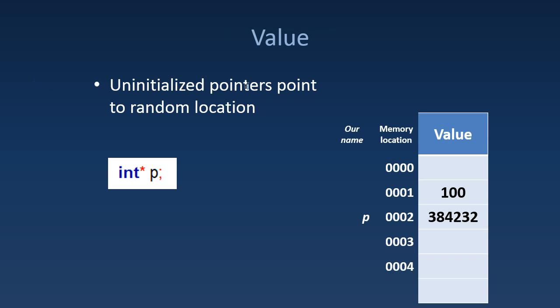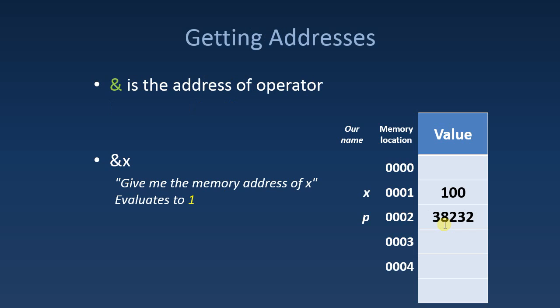When we create a pointer, p is a pointer to an integer. Like anything else, it starts with just whatever's randomly in memory at that location. If we're pointing off to some random location in memory and I try to do something with it, we're going to be in real trouble. So to give a pointer an initial value, we have to use the address-of operator, the ampersand.